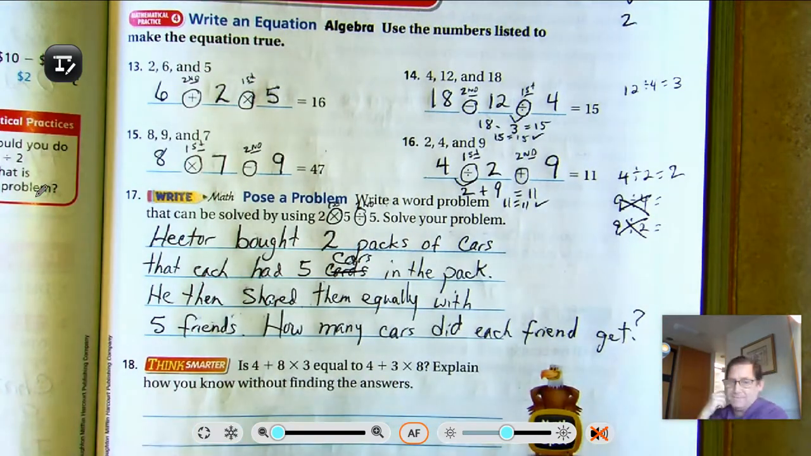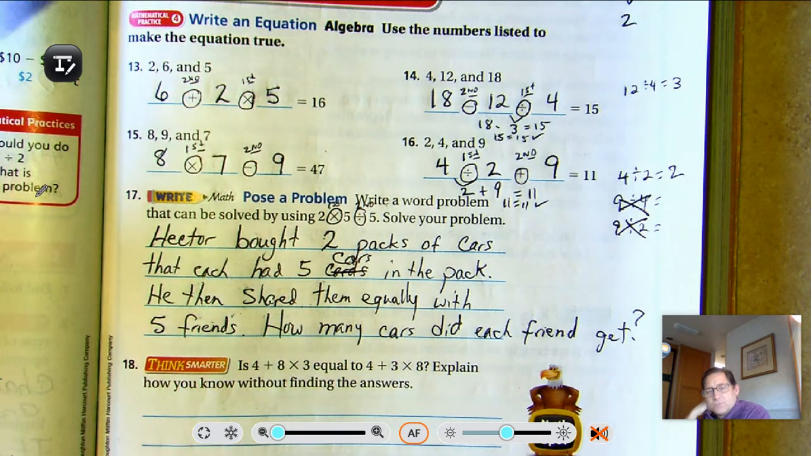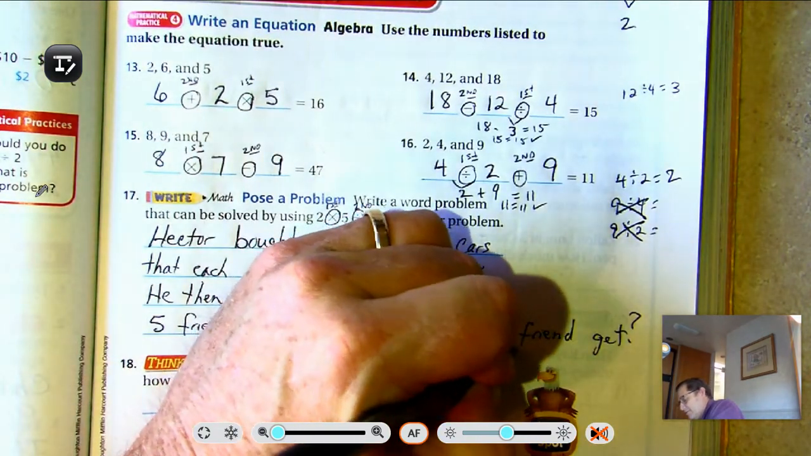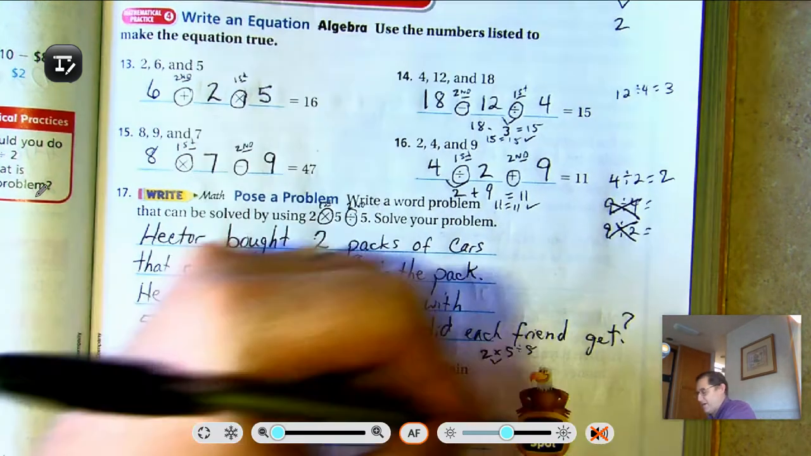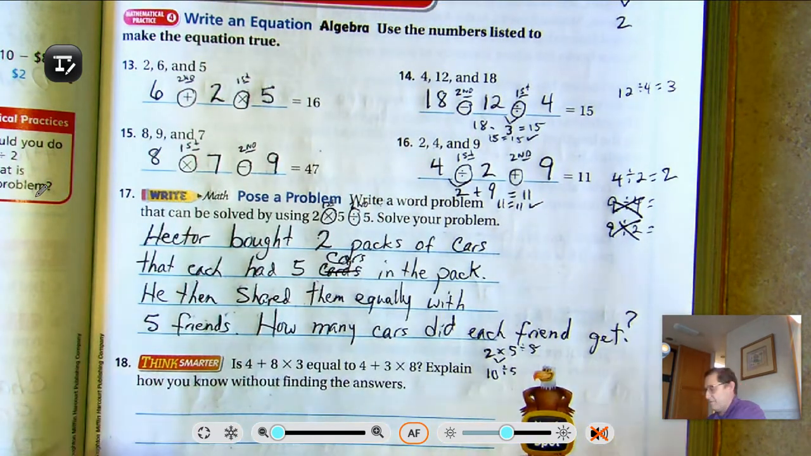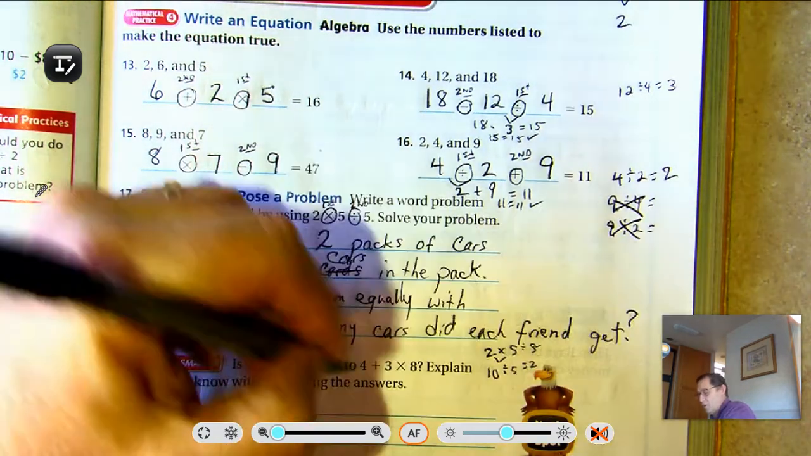So here's my thought on that. I'm buying 2 sets of something and there's 5 in it. So that would account for the 2 times 5. And then I need to share them because it's division. I need to share them equally. And in this case, I said with 5 friends. So how many cars did each friend get? So if we're following this, it would be 2 times 5 divided by 5. So multiply first. 2 times 5 is 10. Divide by 5. 10 divided by 5 is 2. So each friend would get 2 cars.